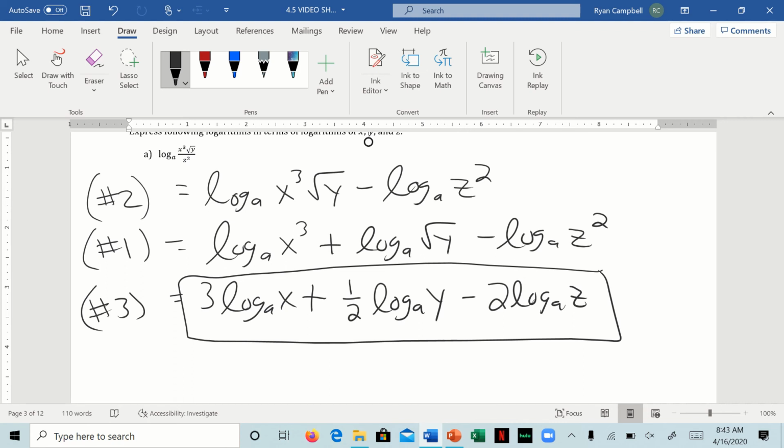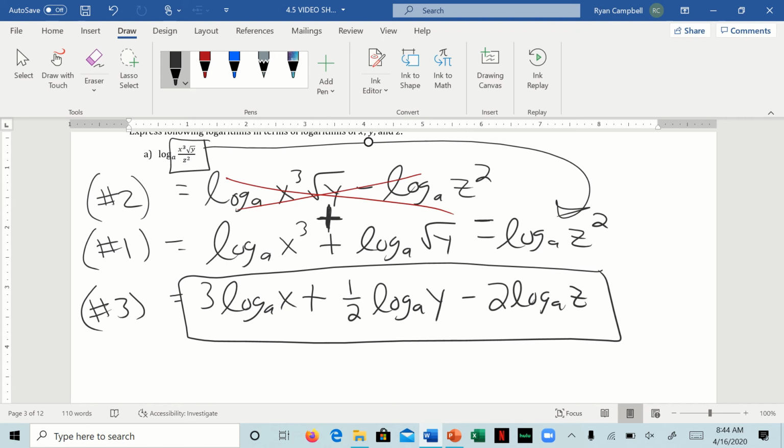Now, I'll just let you know what I do. I typically skip this middle step and go straight to the second step. So basically what this means is, if inside of your logarithm, everything on top is going to be added, everything on the bottom is going to be subtracted.